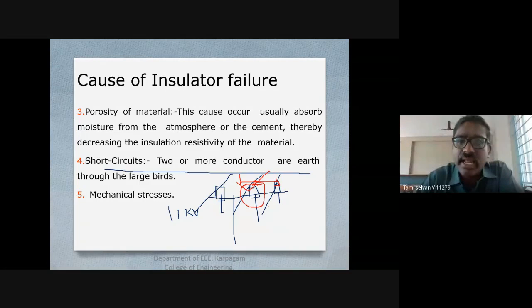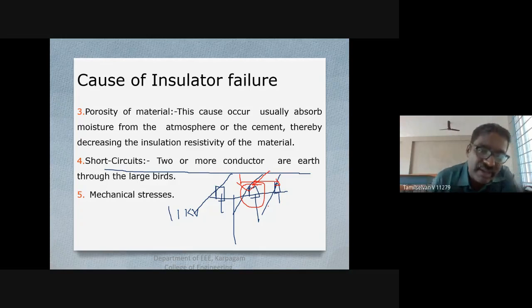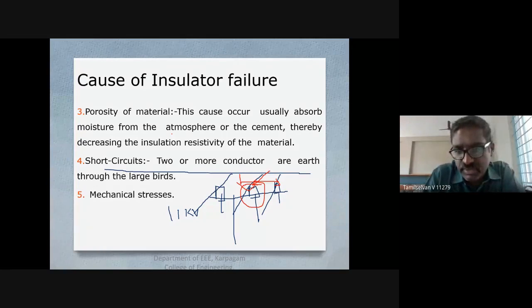Because of the dielectric losses, the insulating property will be lost. So then we have to replace them. That is one of the causes of insulation failure. One of the reasons is short circuits when two or more conductors are earthed.